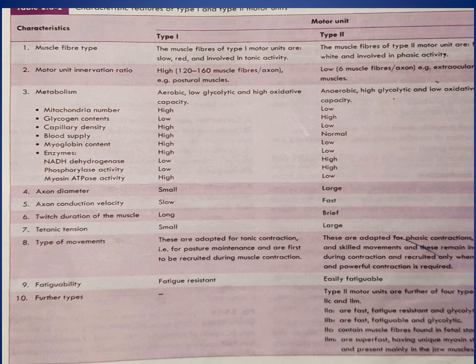And you can see in the type 2 motor units, the metabolism is anaerobic, high glycolytic and low oxidative capacity. The mitochondria number is low, glycogen content high, capillary density low, blood supply is normal, myoglobin content is low, meaning it will get less oxygen supply. Enzymes are high, myosin ATPase activity is low. Now axon diameter of type 1 motor unit is small and that of type 2 motor unit is large. Axon conduction velocity is slow in type 1 motor unit and fast in type 2 motor unit.